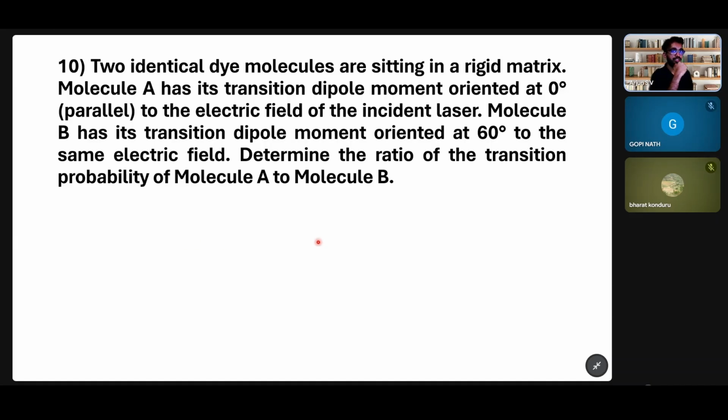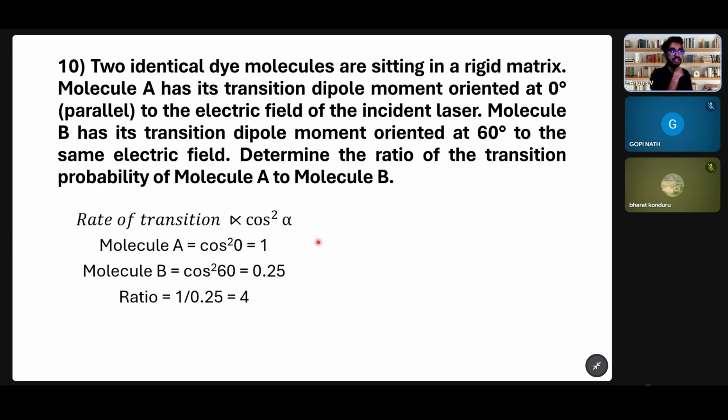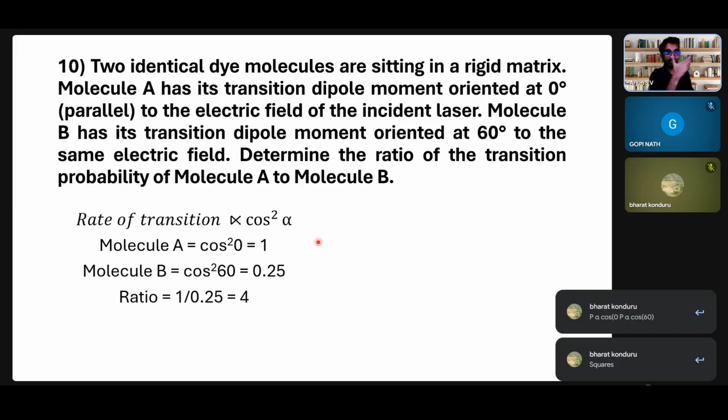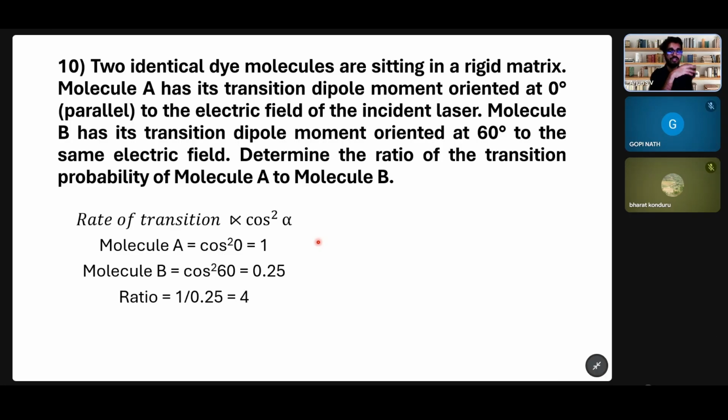Okay, so basically we know that the rate of transition is proportional to a specific parameter, which is the angle at which it is aligned to the electric field. So your rate of transition is proportional to, yeah, Gopinath is correct, cos square theta. So your rate of transition is proportional to cos square alpha. So for molecule A and molecule B, you have to find out the cos square alpha, which will give you the values.